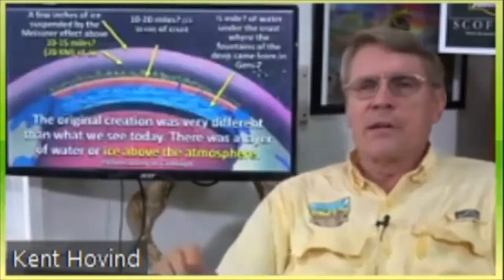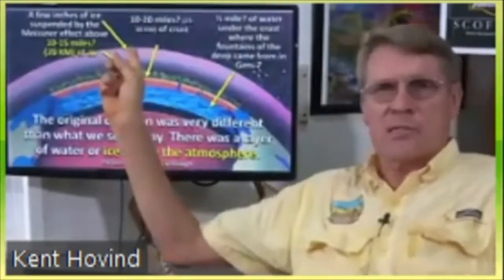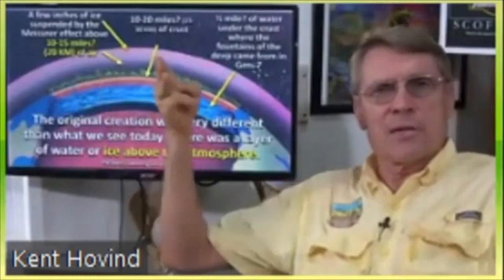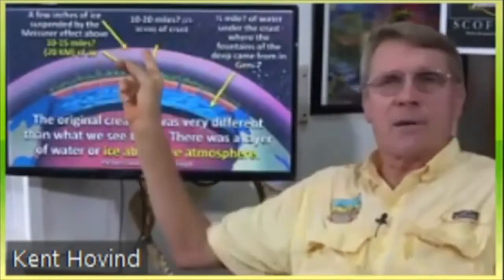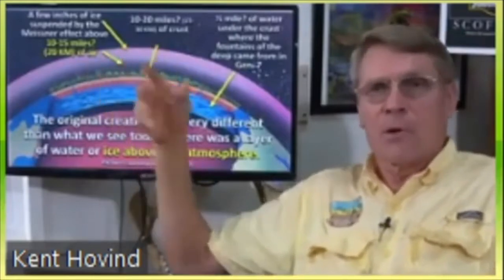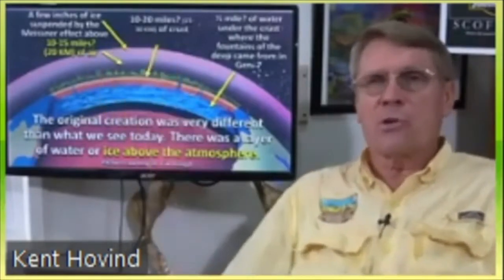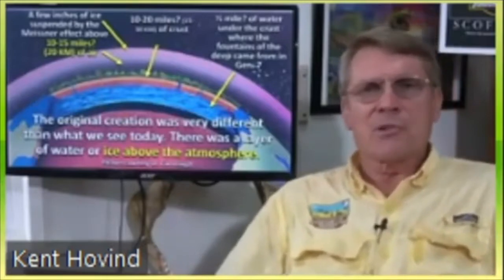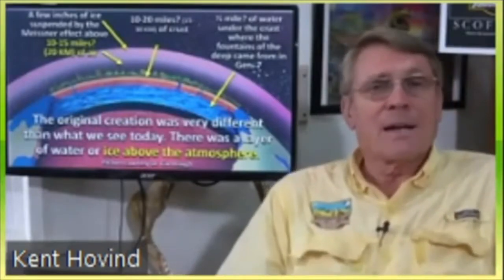So the original creation had a layer of ice above, I'm just guessing 10 miles up, probably 2 or 3 inches thick. That made the earth like a big greenhouse, protected them, made them have perfect weather, perfect temperature, pole to pole, made the animals grow huge. Gigantic animals are found as fossils that simply are not alive today.